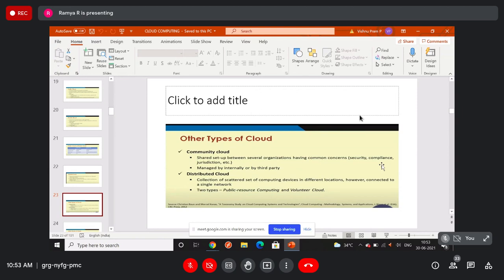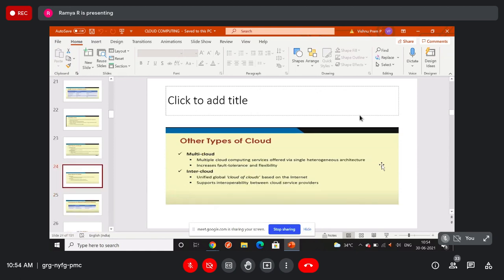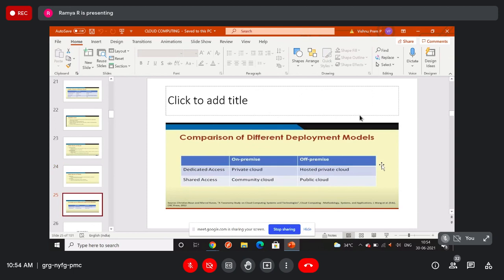Otherwise, the cloud provider is going to handle that particular cloud. Next, distributed cloud. Here, distributed cloud means a collection of scattered computing devices in different locations. Next, multi-cloud and inter-cloud. Inter-cloud means a cloud inside the cloud, a cloud of clouds. The multi-cloud is computing services offered through a single heterogeneous architecture, and it helps to increase fault tolerance and flexibility.